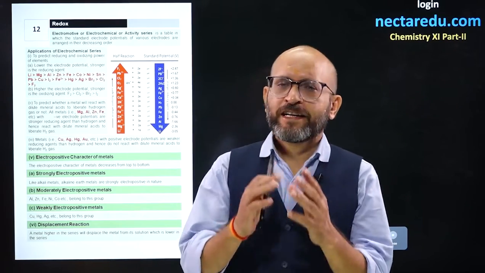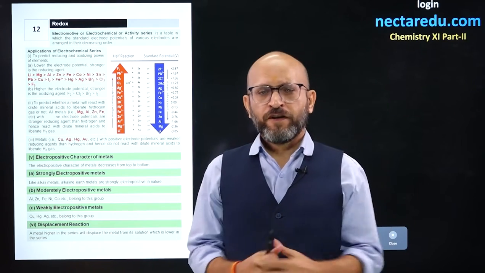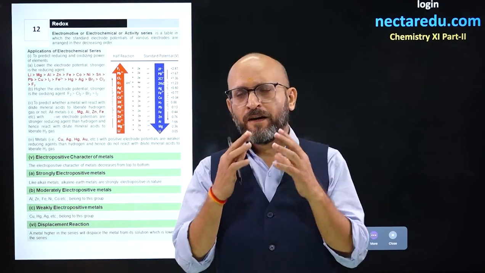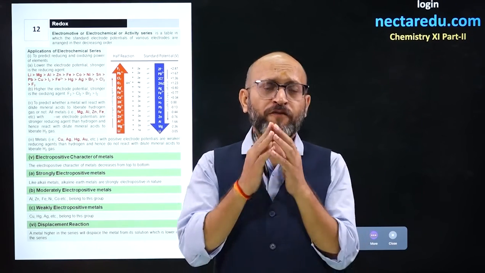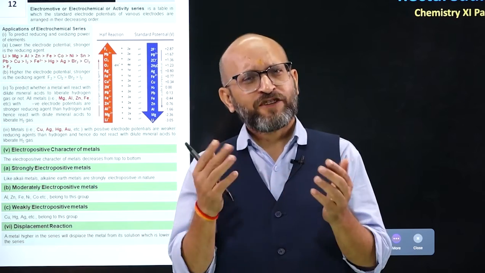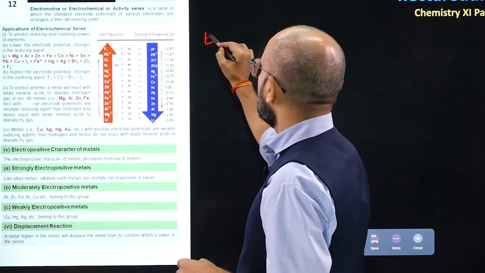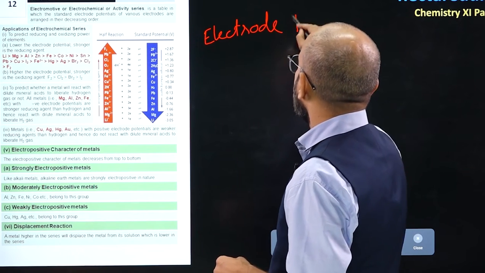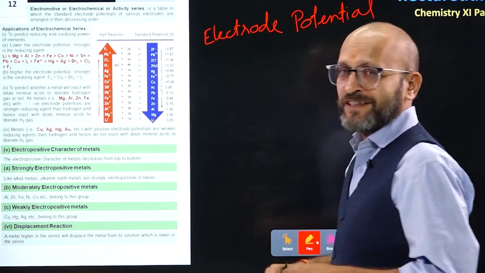Electrochemical series or activity series. We have a set of species which have been arranged in a particular order, whether increasing or decreasing order of electrode potential. If I say just electrode potential, what will you understand? Whether it is reduction potential I am talking about, or an oxidation potential.